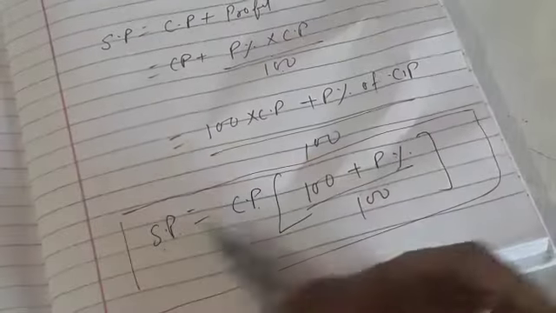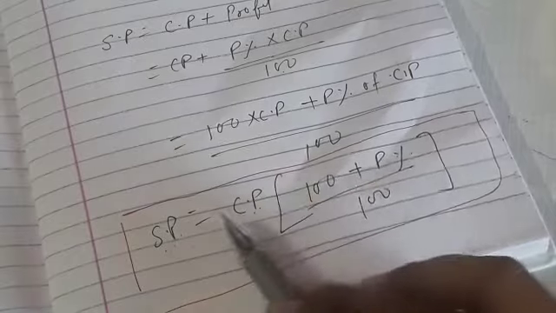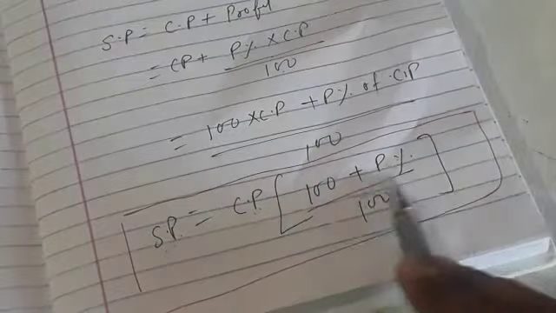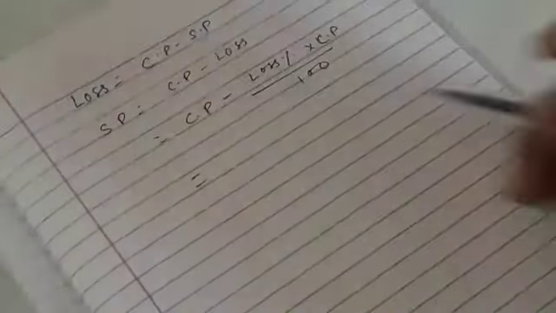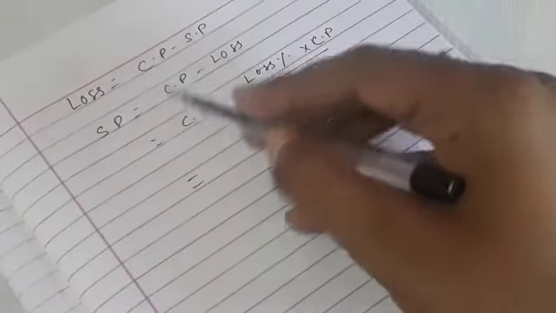With the help of this formula you can find SP, CP and profit percentage. So whenever they provide you SP, CP and profit percentage, use this formula. Don't forget class, important. Now class, if I am talking about loss, the formula of loss is CP minus SP.